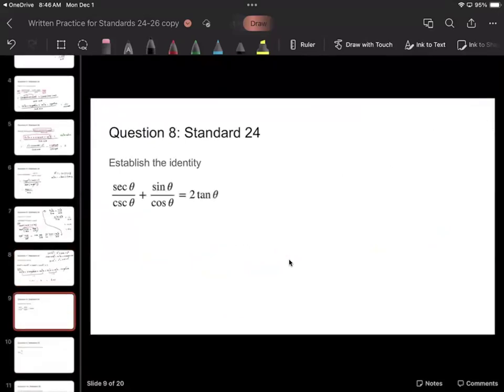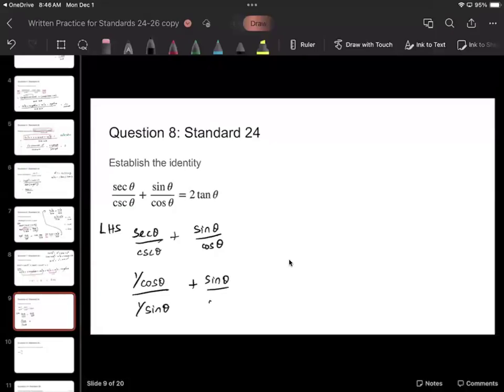So again, establishing another identity, I'm going to start with the left-hand side. Secant over cosecant plus sine over cosine. All right, secant. What is secant? It's 1 over cosine. What is cosecant? It's 1 over sine. What is this one? I'll just leave it alone for now. Okay, so then I take it here.